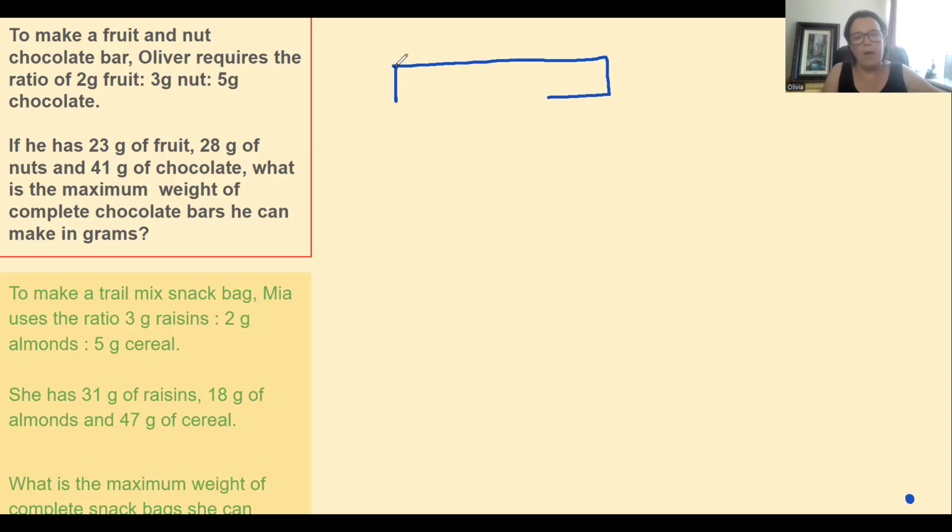For Oliver to make one chocolate bar, the ingredients that he needs are 2 grams of fruit. So we've got 2 grams of fruit, and he needs 3 grams of nuts and 5 grams of chocolate. We'll put our F over there for fruit. 3 grams of nuts and 5 grams of chocolate. And that's just to create one bar. So we understand this part.